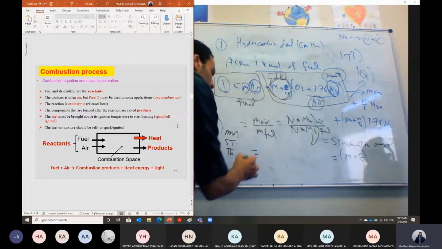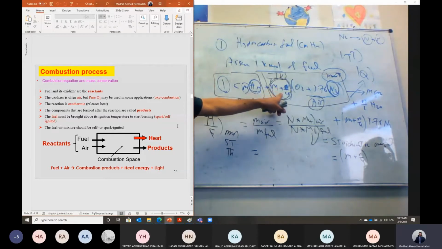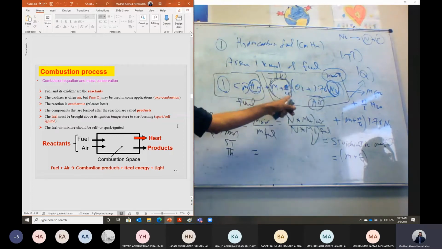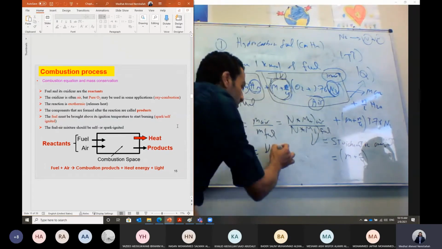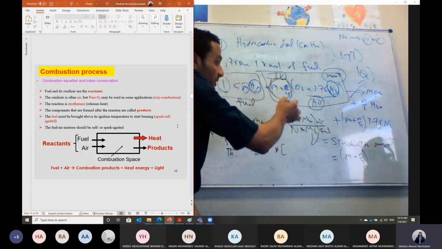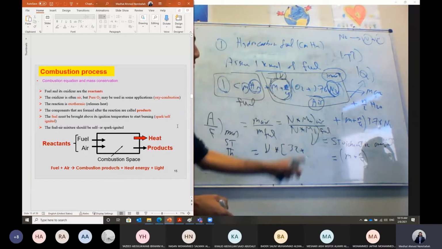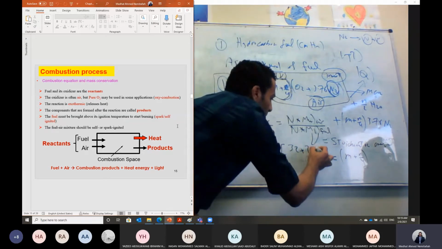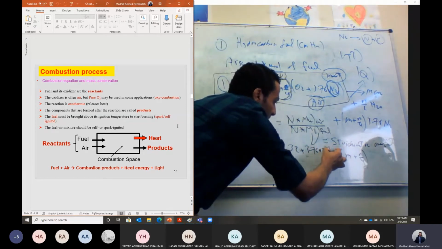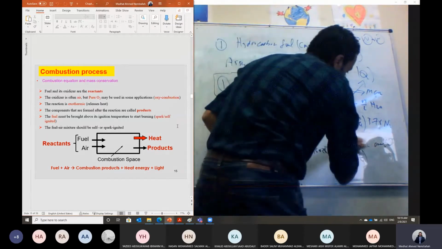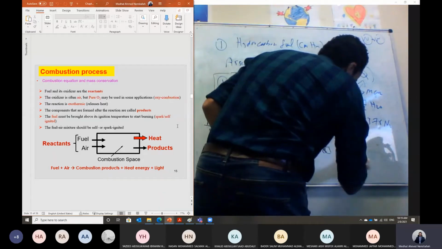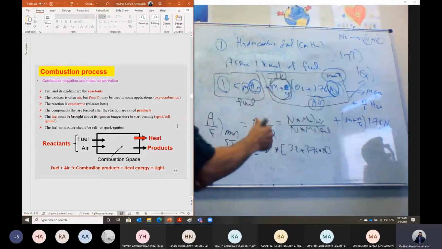But what is the number of moles of air, Shabab, in this case? Air is O2 plus 3.76 N2. So the number of moles is equal to gamma, which is m plus n over 4. So let's leave it as gamma or nu. This is the number of moles multiplied by the molecular weight of air, which is O2, whose molecular weight is 32, plus 3.76 multiplied by the molecular weight of nitrogen, which is 28. Okay? Is that clear, Shabab? This is the mass of air.